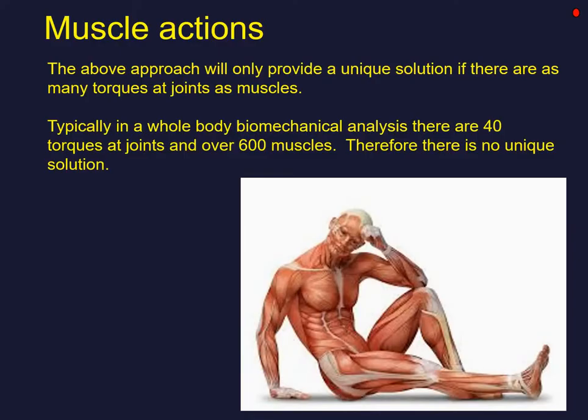So if we want to know what the forces in all of the muscles are, it should be quite easy. We know that those muscles generate the torques at the joint, so we know what the torques at the joints are. The problem is there are many more muscles than there are torques. Typically, there will be about 600 muscles throughout the body, whereas typically for the major joints, there's only about 40 torques. Hence, there is no unique solution.